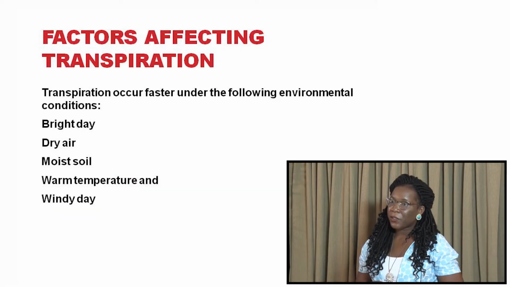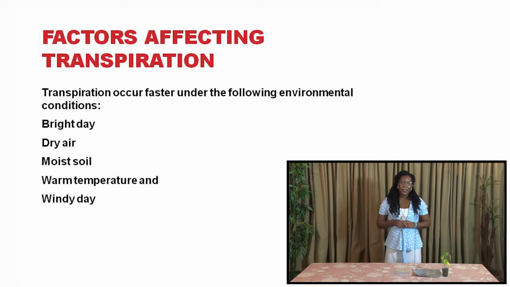Transpiration occurs faster under the following environmental conditions: bright day, dry air, moist soil, warm temperature, and windy day. Transpiration is important in plants because it helps to cool the plant, and allows water and minerals to move up the plant. Now, in this investigation, we will observe the process of transpiration.